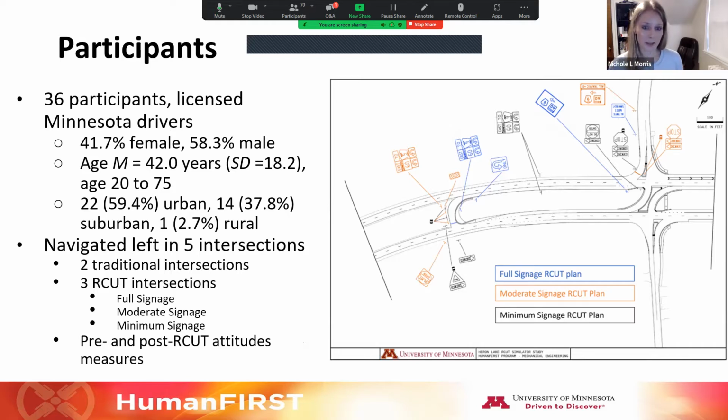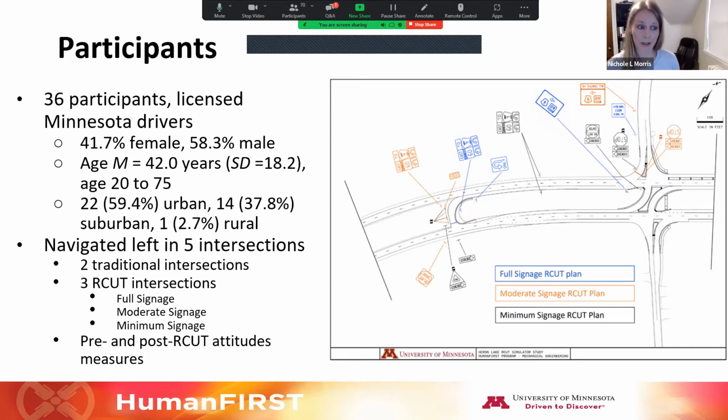But we screened out people that clearly had a lot of experience with the RCUT. And then we were still able to measure that once they came in to ensure that we had a novice population. We had them drive through a series of 5 intersections. So they went through 2 traditional intersections and then a series of 3 RCUT intersections.